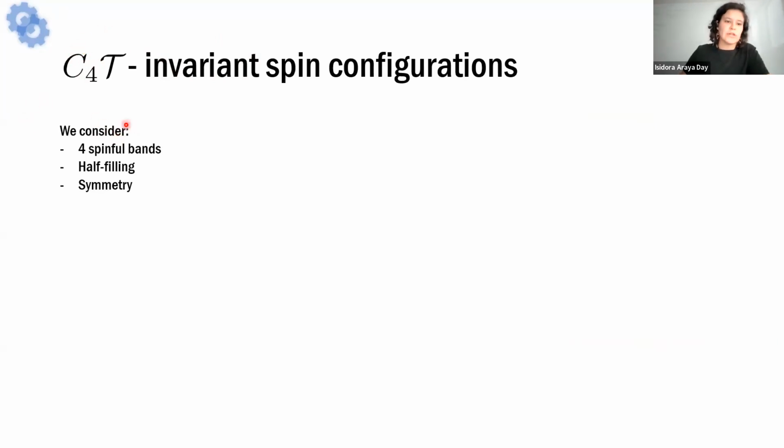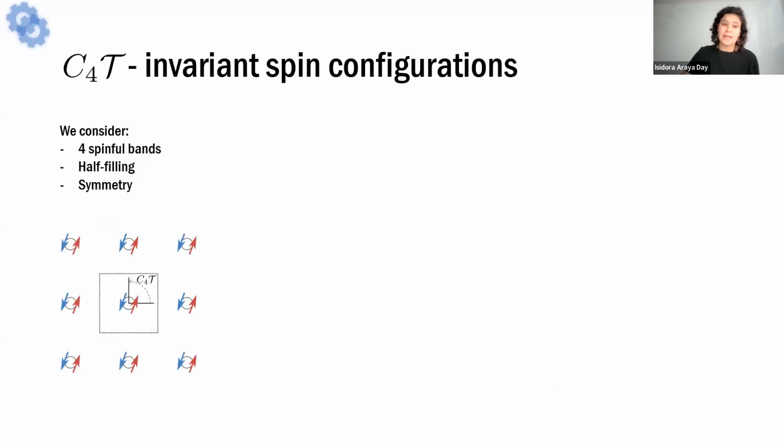So we can consider a Hamiltonian with 4 bands, which are spinful because we have spinful time reversal symmetry. We consider a half-filling condition, and we take into account how the symmetry acts on the different spins. So 4-fold rotation rotates the spin by 90 degrees, in rough words. Time reversal symmetry flips the spin. And so what we find is the first atomic limit, so the first C4T invariant spin configuration, where we have a singlet at the center of the unit cell.